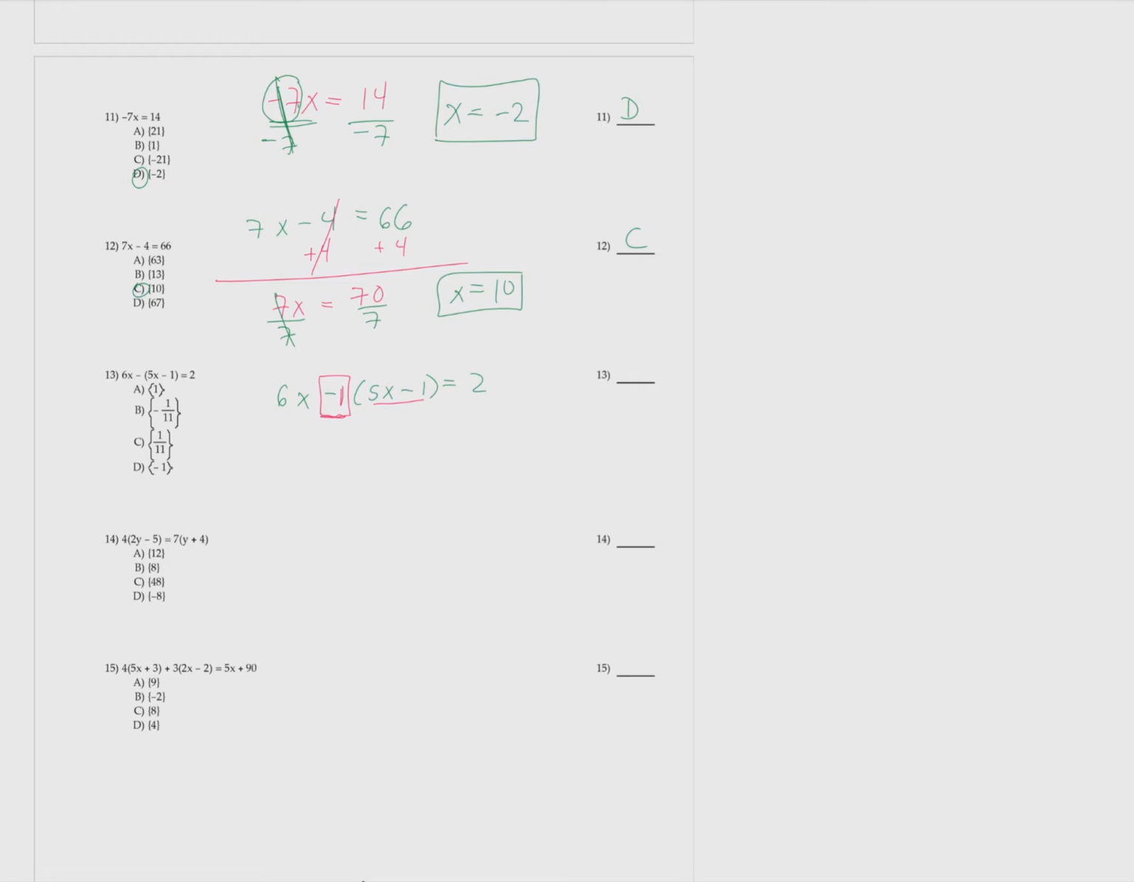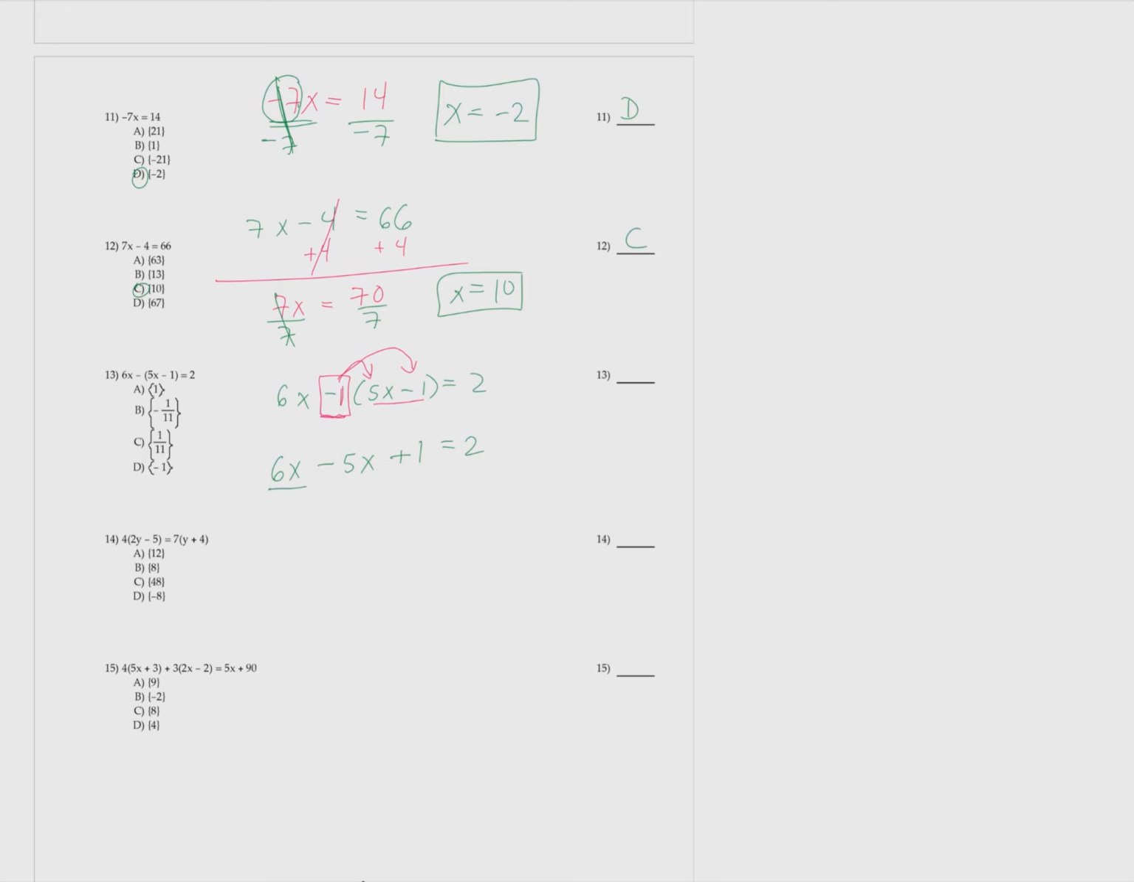So the only way to get rid of the parentheses like that when it's being multiplied by a number is to distribute. Okay, we did an example like that earlier. So we're going to distribute the negative 1. So 6x is still there, nothing's wrong with 6x. But now, negative 1 times 5x would be minus 5x. Negative 1 times negative 1 is now a positive 1. Look how it changes everything. And then it's still equal to 2.